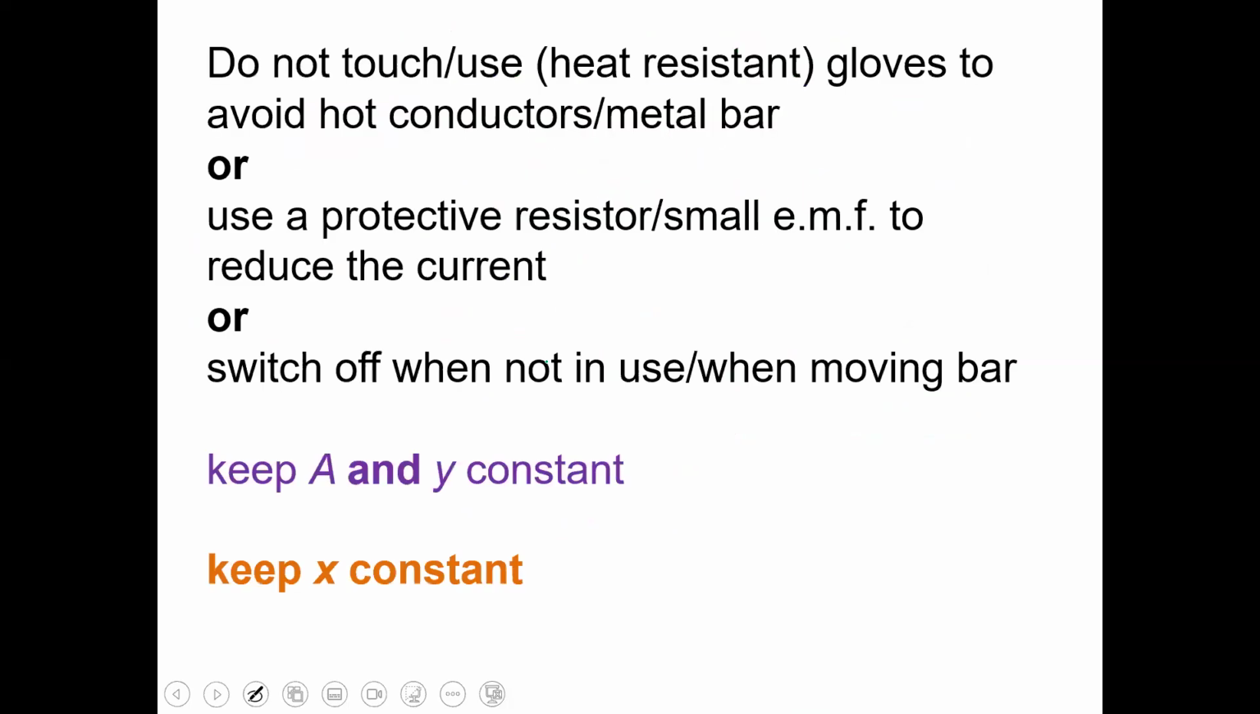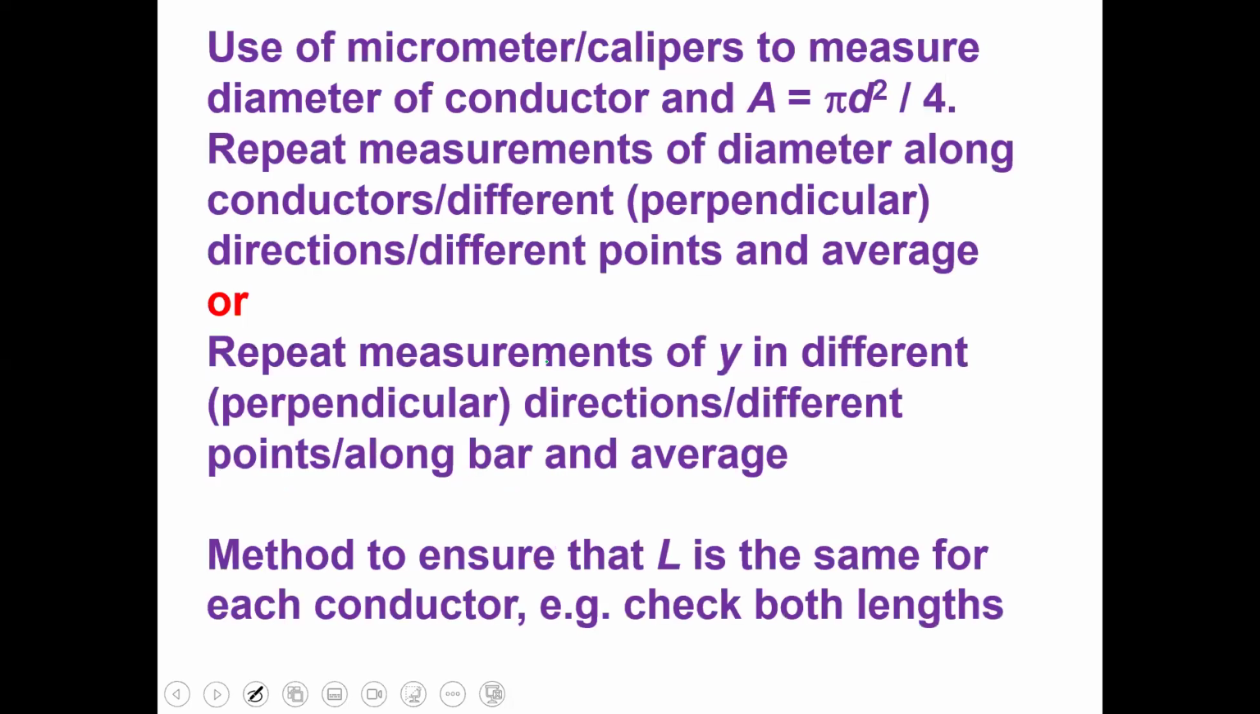Smart points are always the included point. There should not be any separate heading. So here, this is coming from the marking scheme. Majority we have covered. Do not touch the heat resistor. Do not touch the metal rod. Use a protective resistance system. Switch off when not in use. Keep area and Y constant. Keep X constant. They are given in the marking scheme, so you can go over it again.